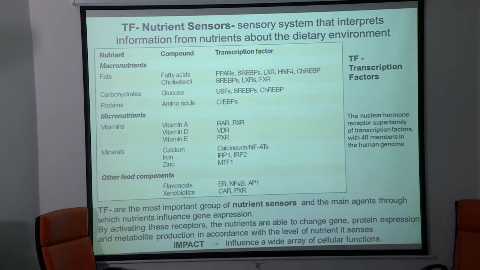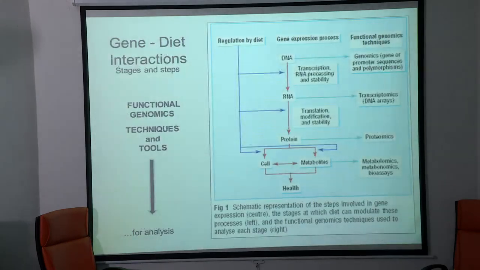And if you see carefully, there are various kinds of macro, micro nutrients and other food components. Amongst them, these are examples under those categories. And just see, these are the transcription factors which are dedicated towards response to fat, response to carbohydrates, response to proteins, or vitamins or minerals. So, they are extremely important, or they are the sensory system that interprets the information from the nutrients about the dietary environment.